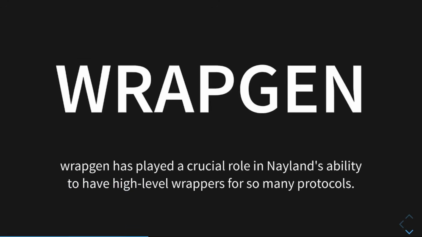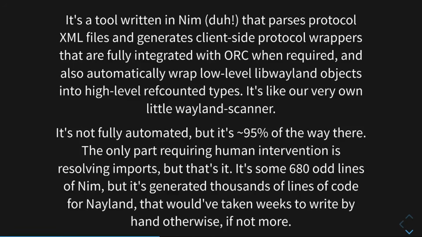So wrapping all of these would not have been possible without WrapGen. WrapGen is a tool written in Nim that parses protocol XML files and generates client-side protocol wrappers that are fully integrated with ARC when required. For context, all Wayland protocol files, including the core protocol, come in XML descriptions. So what WrapGen essentially does is it parses the XML and then it generates Nim wrappers for it.